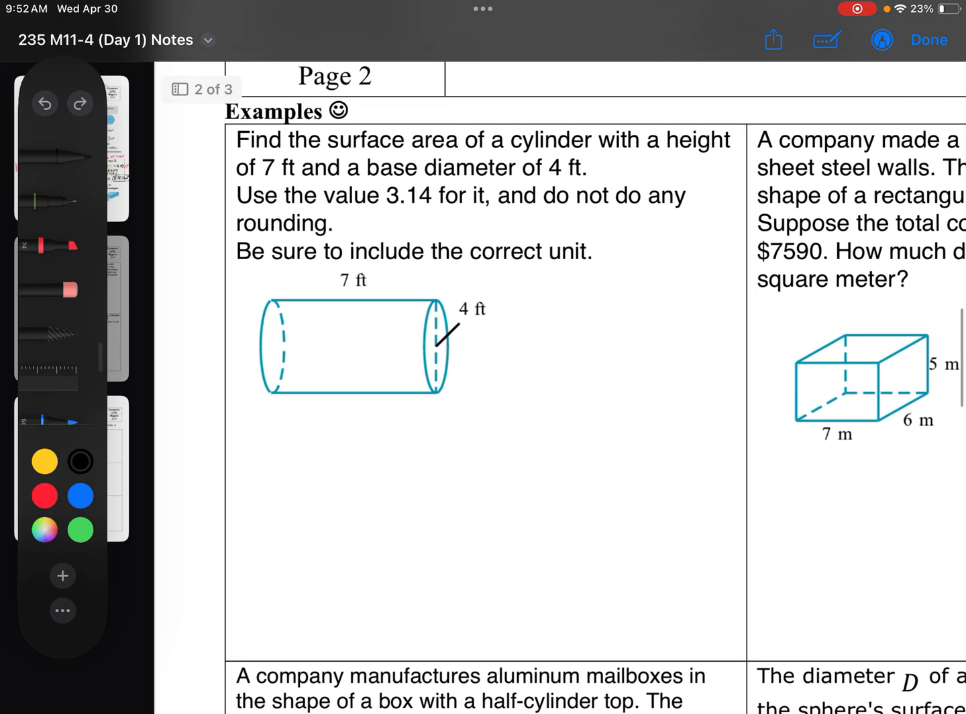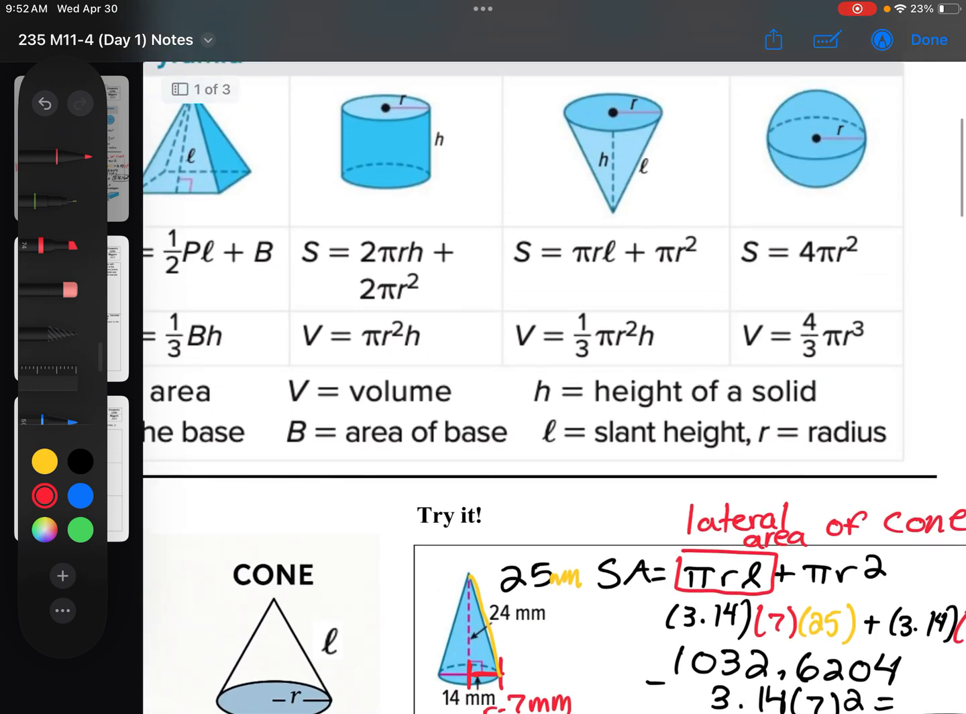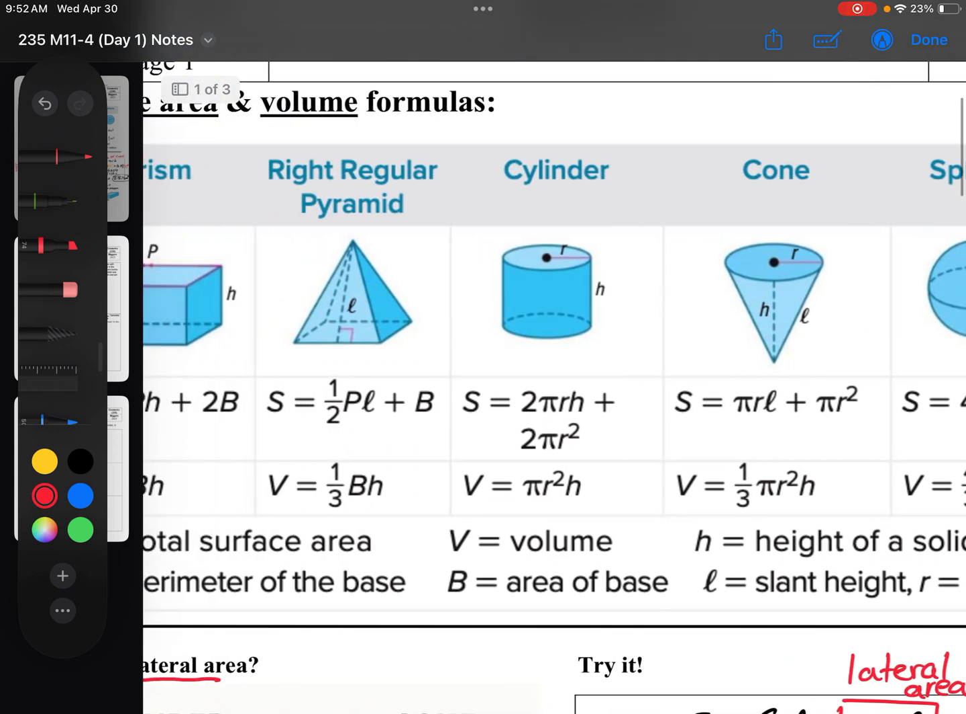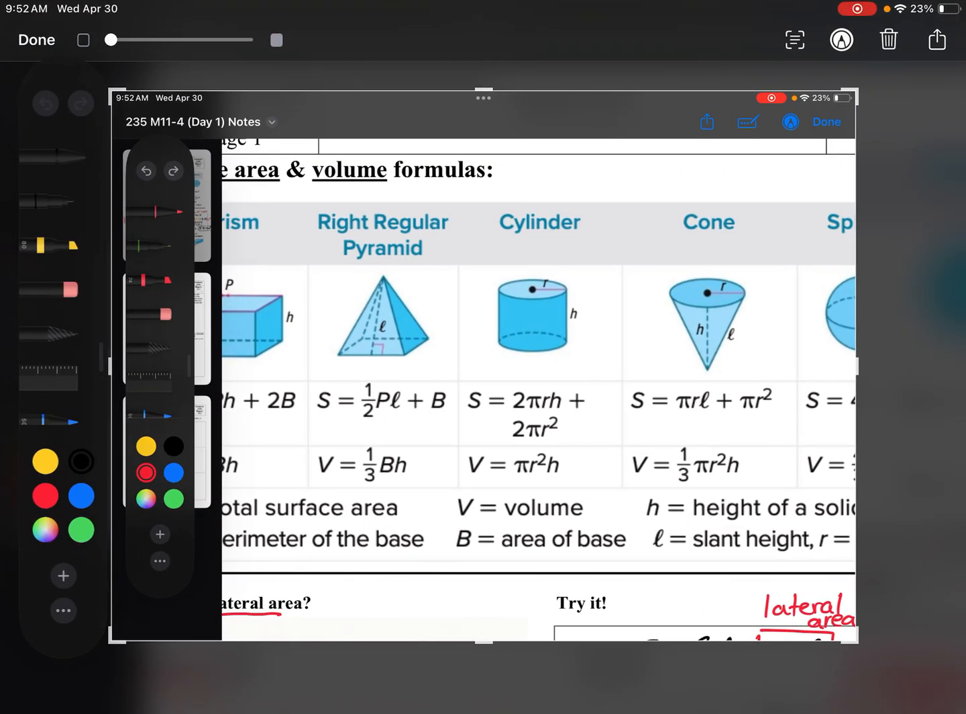So find the surface area of a cylinder with a height of 7 feet and a base diameter of 4 feet. So we're going to use the formula for surface area for this one. I'm going to skip that because that's a pretty basic problem, but I do want to go ahead and write down the formula for you for the surface area of a cylinder. It is this one here. Okay, so I'm going to go ahead and copy and paste that onto the notes for us so we have it.